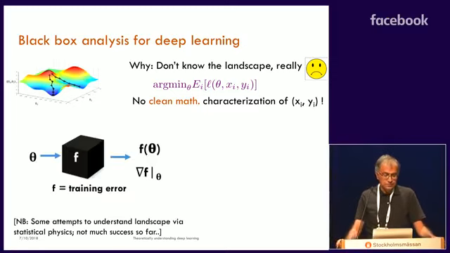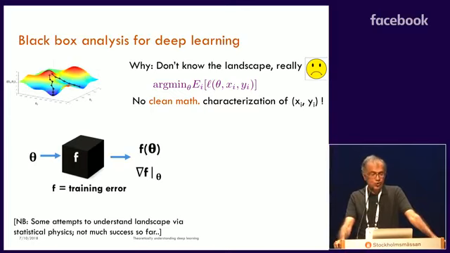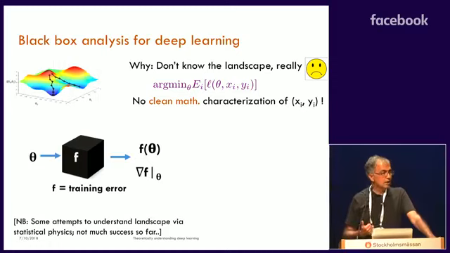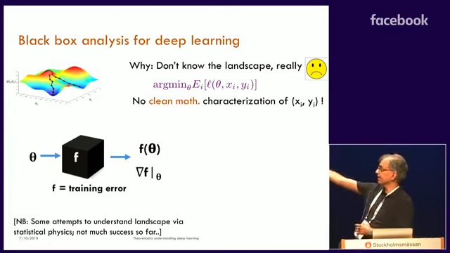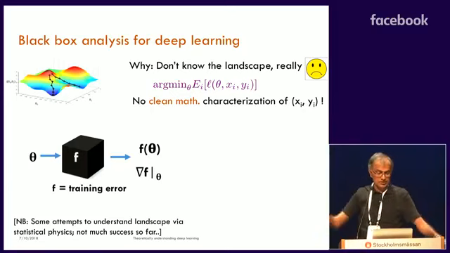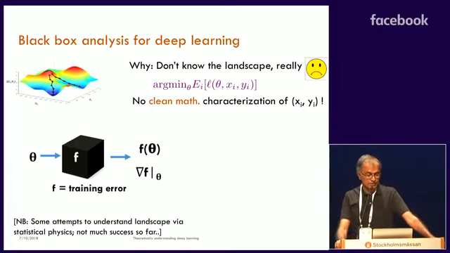OK, so for a full deep net with many layers and so on, that's really the only kind of analysis we know. And so what is this black box, and what do we know about it? Well, we can evaluate this black box, meaning this training error, at any point. So you take any theta, and you can evaluate it, you being the computer. Obviously, it has 1 million terms, so it can be done efficiently.